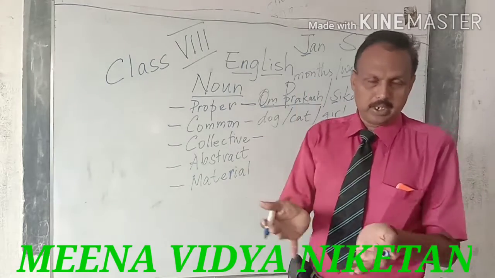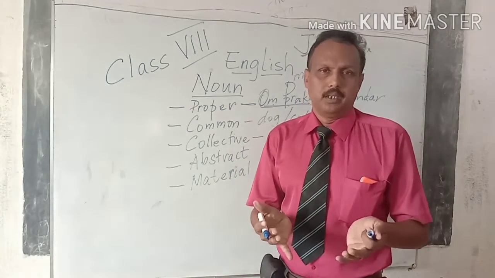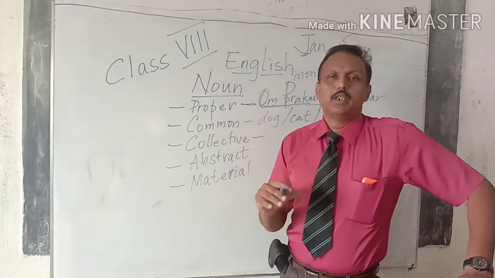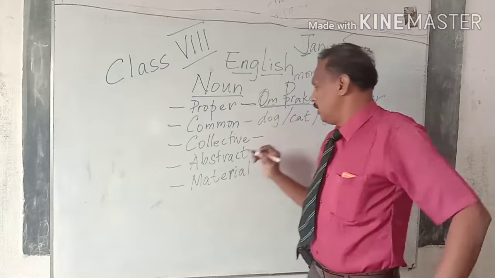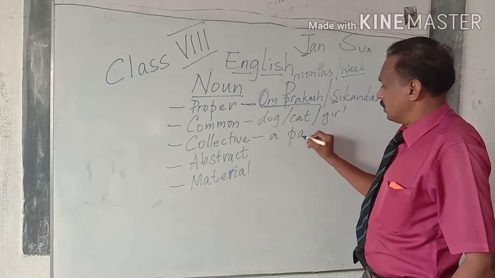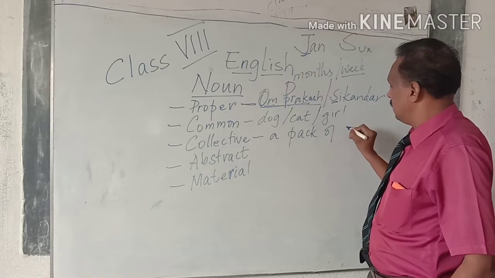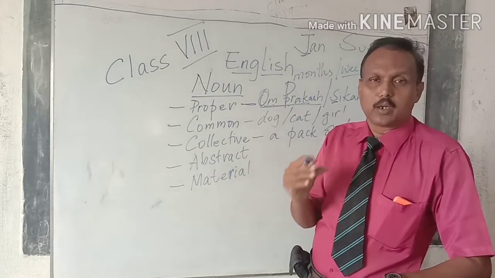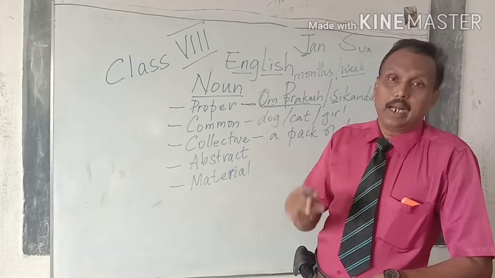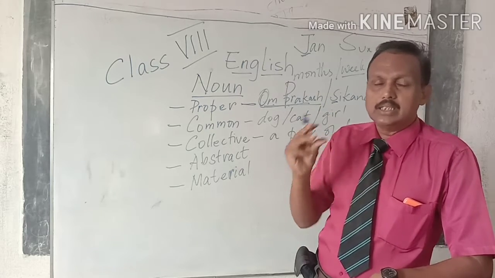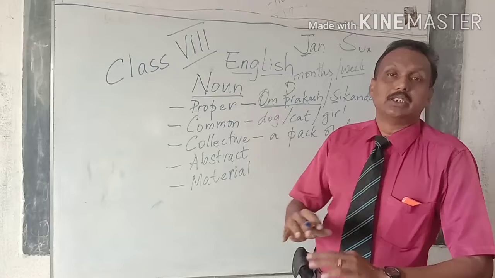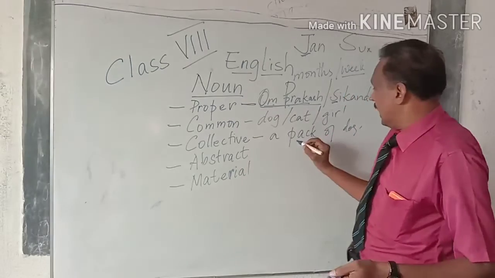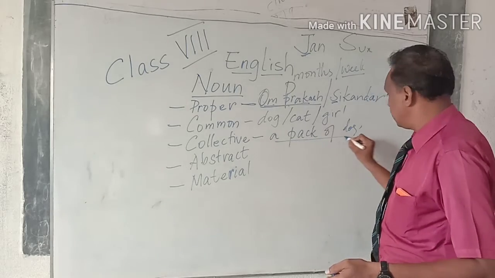Collective noun, from the word collective you understand a group. So for example, there are 4 or 5 dogs there. We don't say 5 dogs are standing there. What do you say? A pack of dogs. Some students are there. How do you say? A class of students, a group of students, a crowd of people, a bunch of keys, a bunch of grapes, a bouquet of flowers, a crate of fruits, a crate of tomatoes. So like that, groups, we call it a collective noun.